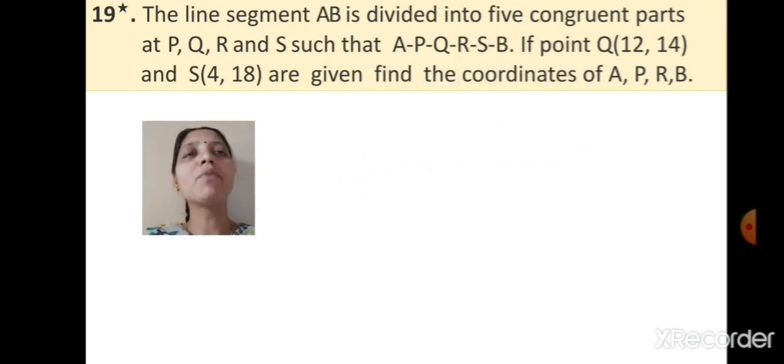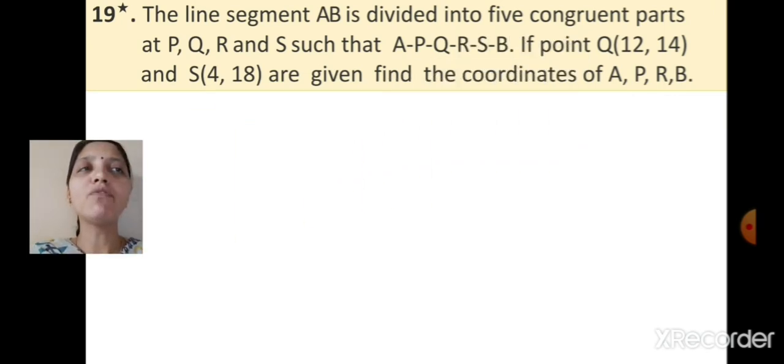The line segment AB is divided into 5 congruent parts at points P, Q, R and S such that A-P-Q-R-S-B. If points Q and S are given, find the coordinates of A, P, R and B.